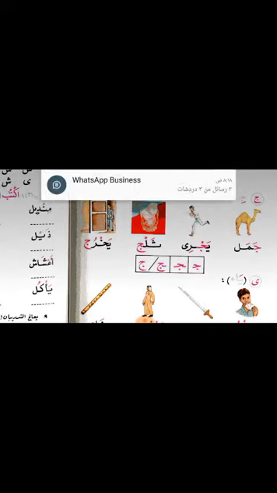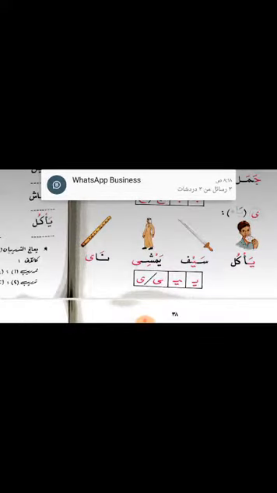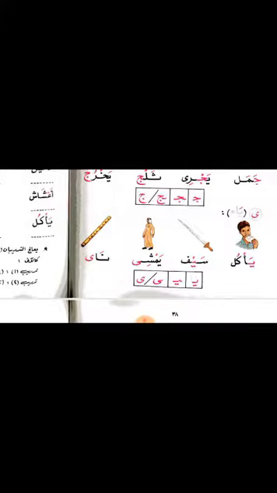Yahurujun. He's getting out. Ya akulu. He is eating. Saifun. A knife. Saifun means sword. S-W-O-R-D. Sword. Yamshi is walking. Nai. Nai is a kind of flute. Smaller in size and it has more pitch.